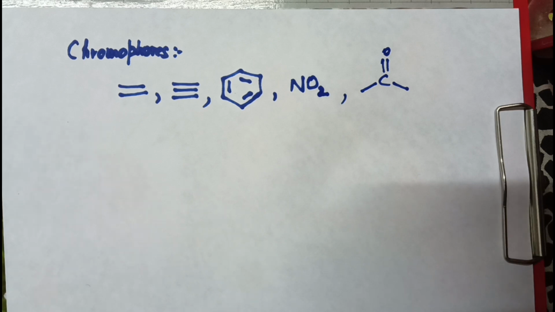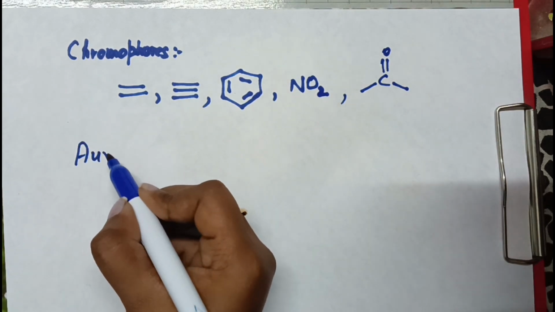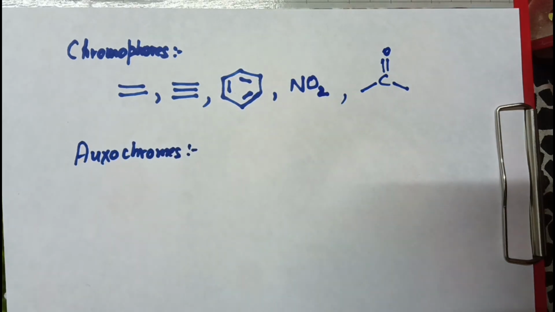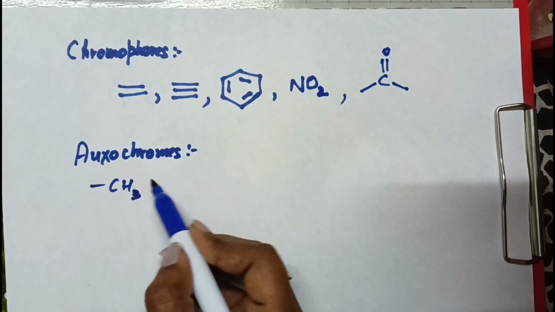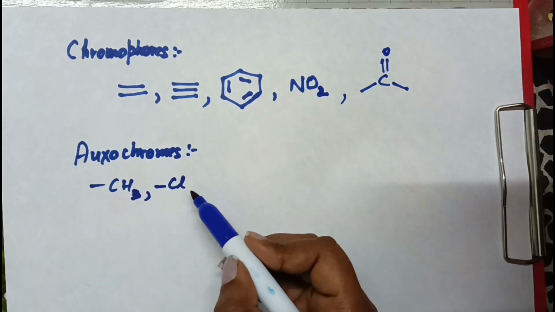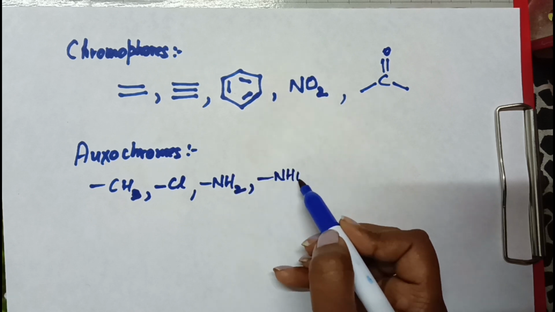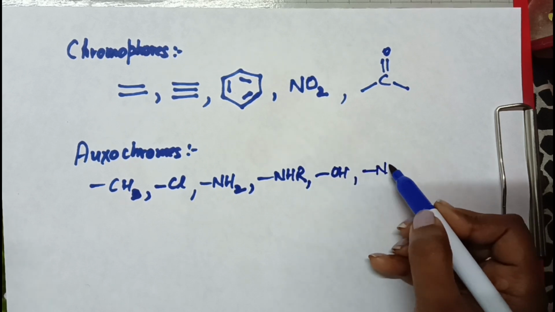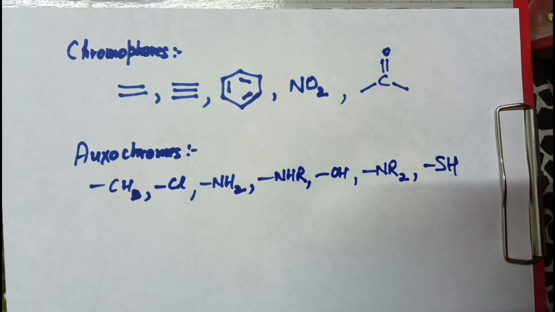Now if we talk about the auxochromes, auxochromes are basically saturated compounds. So these are saturated ones. For example, CH3, Cl, NH2, NHR, OH, NR2, SH, etc. So these are all the auxochromes.